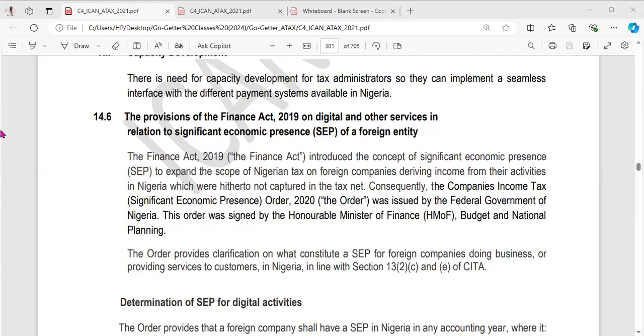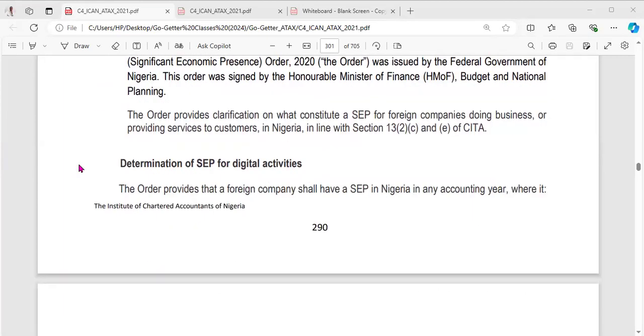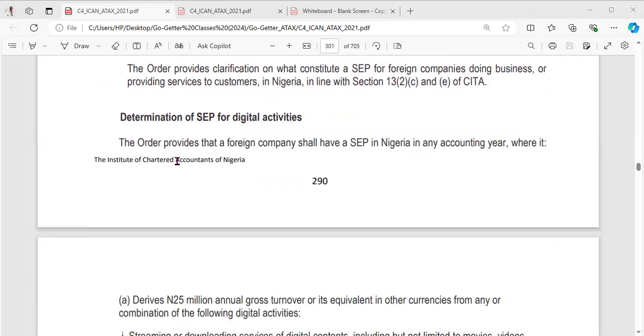We said before Facebook, Zoom, YouTube, TikTok, Telegram, Instagram, all of them are capturing Nigerians' income and they're not being taxed. Consequently, the Income Tax Order 2020 issued by the federal government of Nigeria, which was signed by the Honorable Minister, provided a clarification on what constitutes a significant economic presence for foreign companies. Determination of significant economic presence for digital activity.